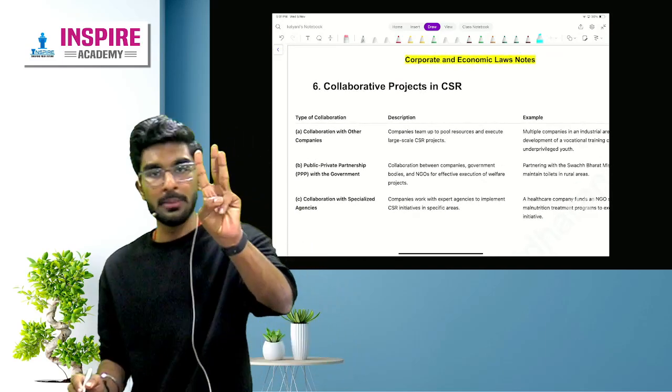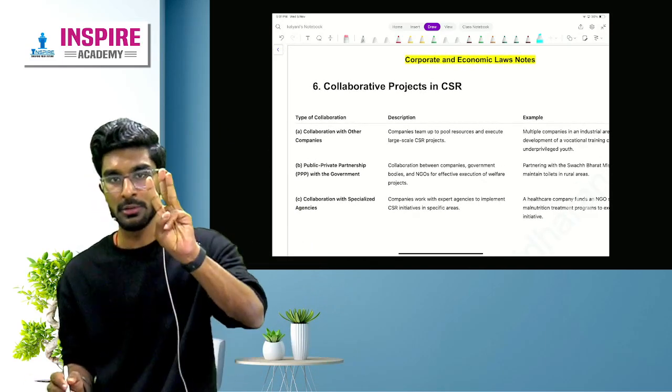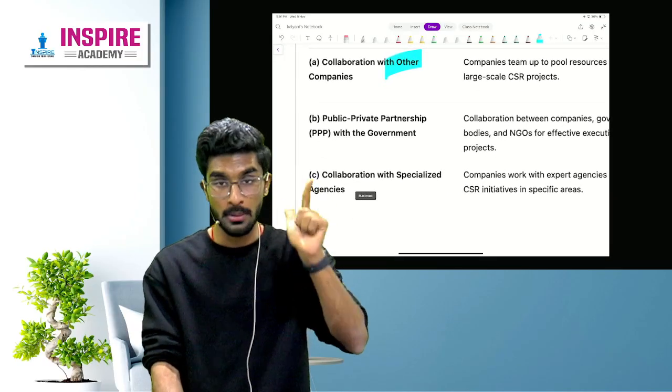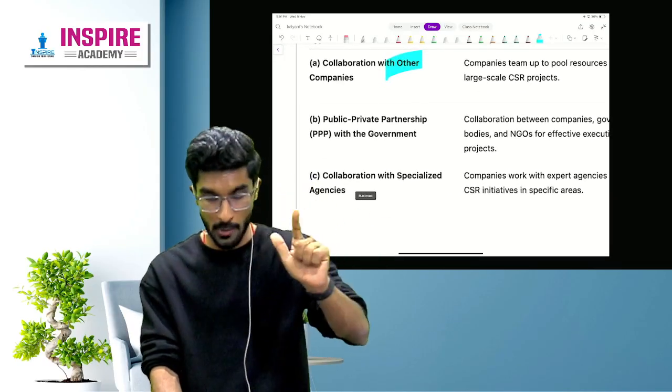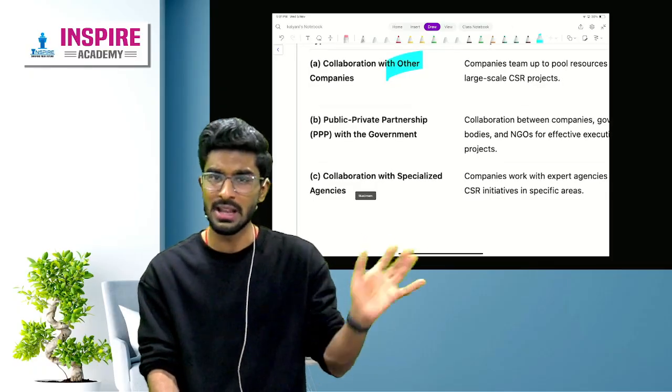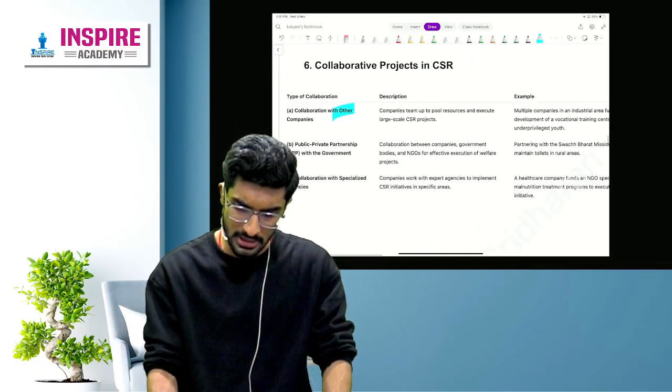So, there are three types of collaboration. Yes, you can collaborate. Number one is collaboration with other companies. Number two is public-private partnership with the government. And number three is you can collaborate with specialized agencies like NGOs and trusts. Let's understand this in detail.